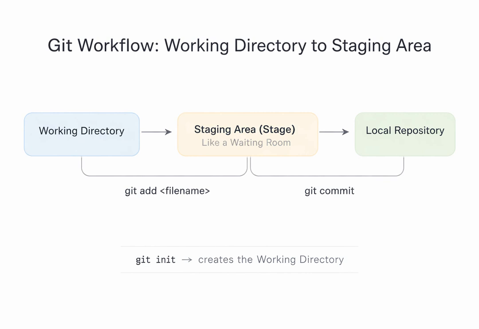Once your changes are staged, you then commit them to the local repository. So the flow is working directory, staging area via git add, local repository via git commit. This three-step process is fundamental to how Git tracks your work.